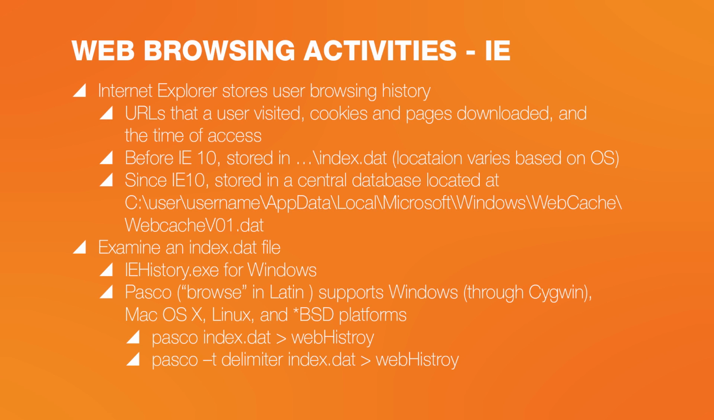Before IE 10, IE stored user browsing history in an index.dat file. The location of this file varied based on the OS. Since Internet Explorer 10, this information is stored in a central database located at C and in a web cache directory. Both EnCase and FTK support Internet history viewing for all well-known browsers to reconstruct a subject's Internet activity. They can also search browsing activities from unallocated space.